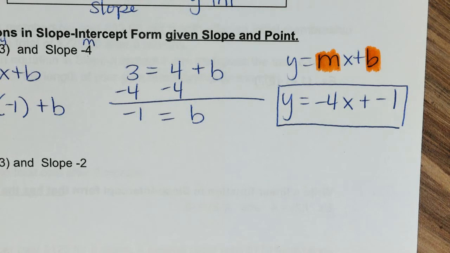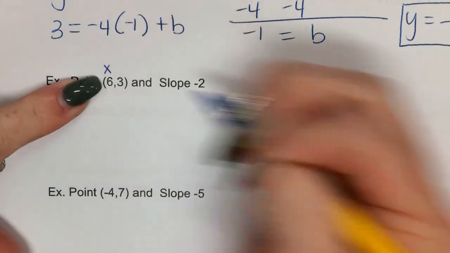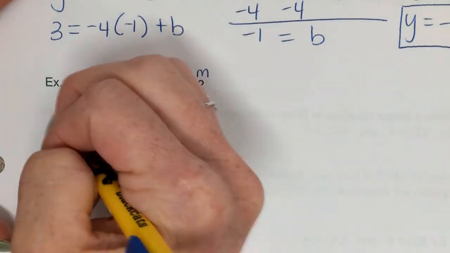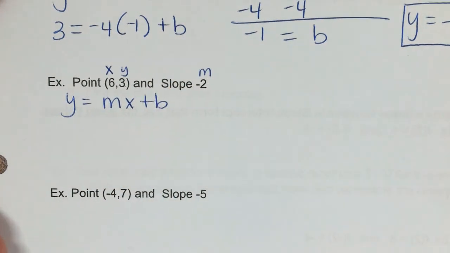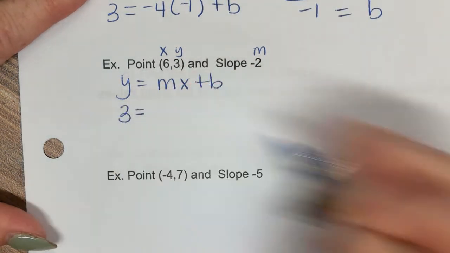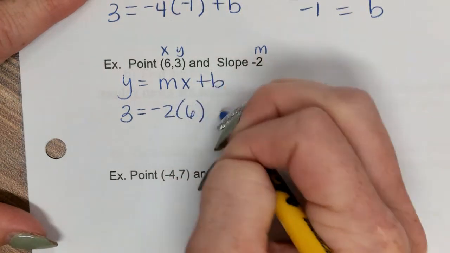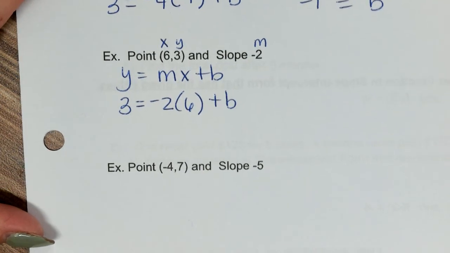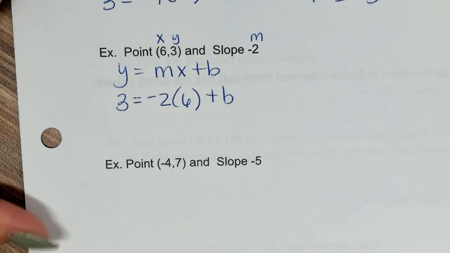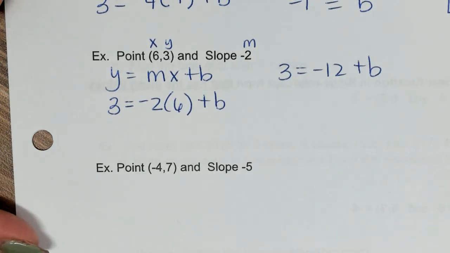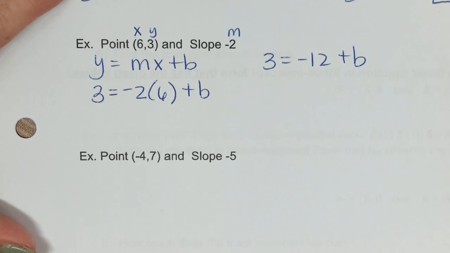All right, let's do one more together, then you'll do the next one on your own. All right, what is this 6? What is this 3? And what is this -2? M. So in y equals mx plus b, I am going to plug in those 3 numbers. So I have 3 equals -2 times 6 plus b. What is -2 times 6? So I have 3 equals -12 plus b. How am I going to get the b by itself? Plus 12.